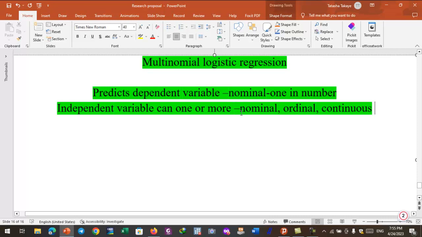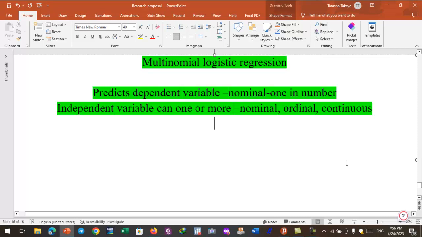The only thing we take care of is the dependent variable. The dependent variable should be measured in nominal terms, and we will be discussing what we mean by nominal. Therefore, we need one dependent variable and one or more independent variables.